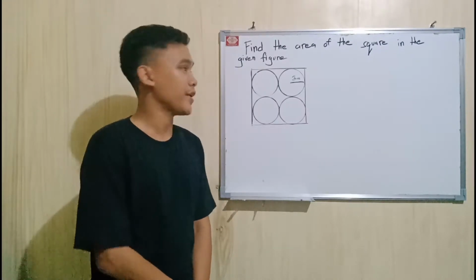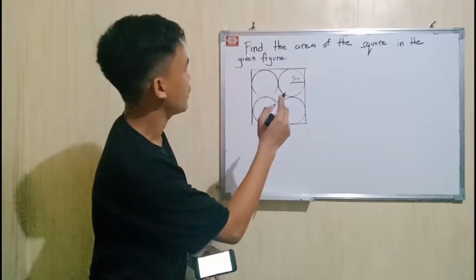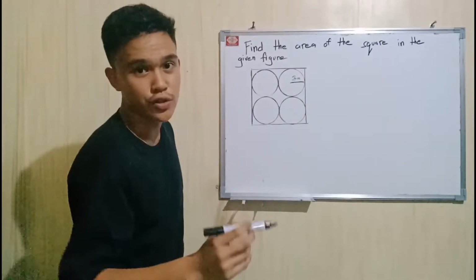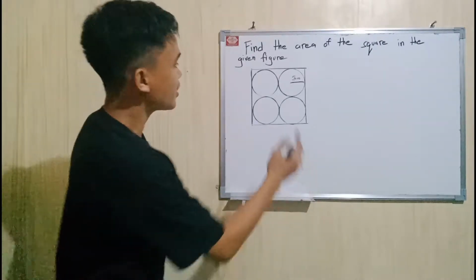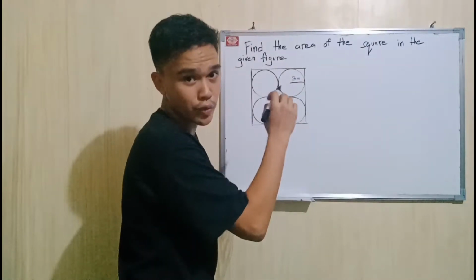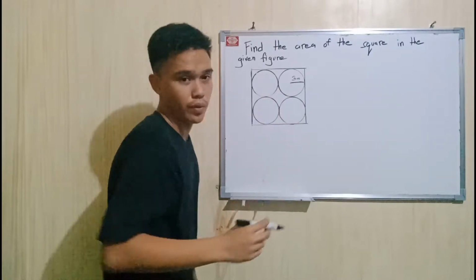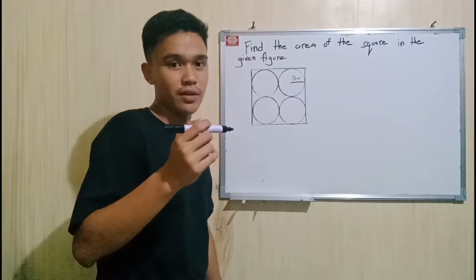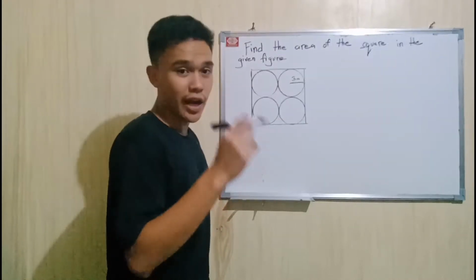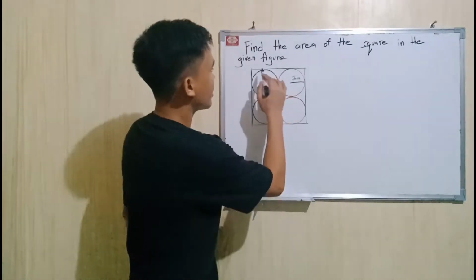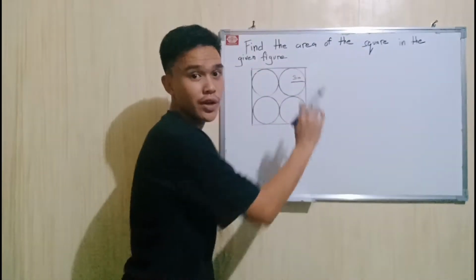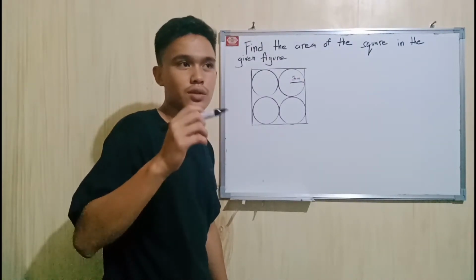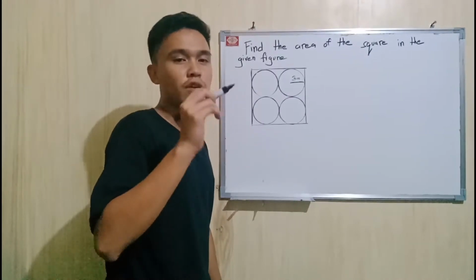And our second example is: find the area of the square in the given figure. In the figure, the only thing given is the radius of the circle. Since the circles are tangent to each other and to the square, all we need to do is find the diameter of the circle, then multiply the diameter by 2, so we can get one side of the square. Since the area of a square is just the side squared.